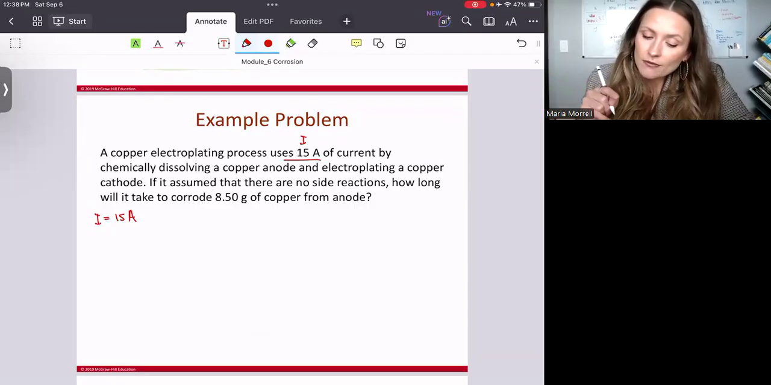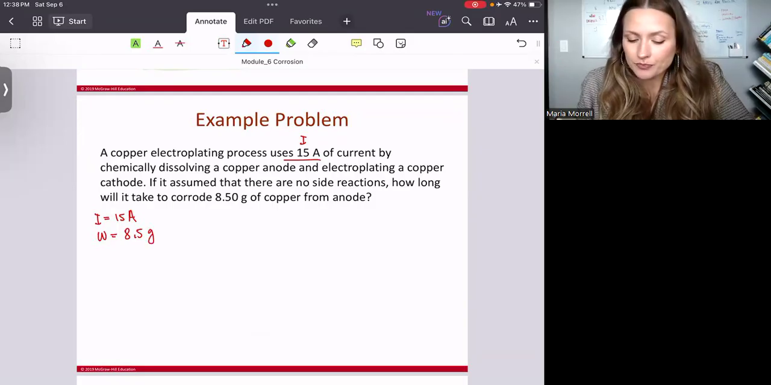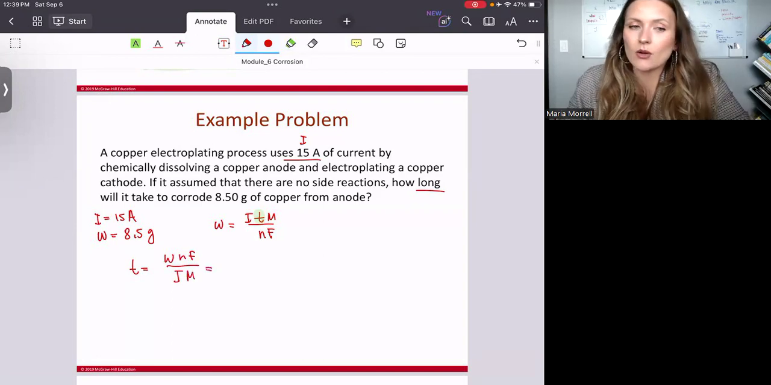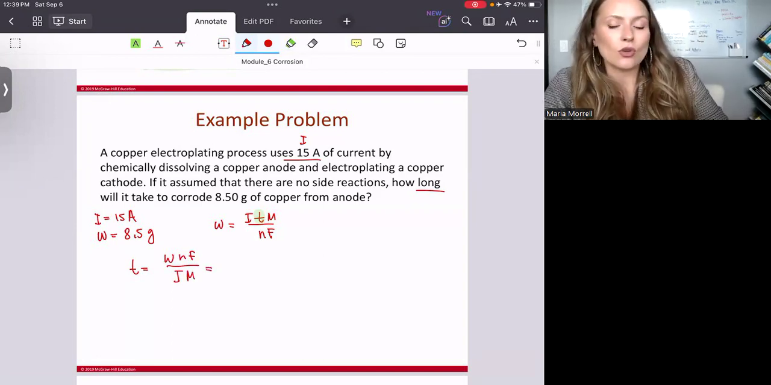If we assume there are no side reactions, how long will it take to corrode 8.5 grams of copper from the anode? I'm going to start with the equation, which is ITM divided by NF. From here, I need to identify how long, meaning the time. The time will equal weight times NF divided by IM. Now, let's start with plugging in what is known.